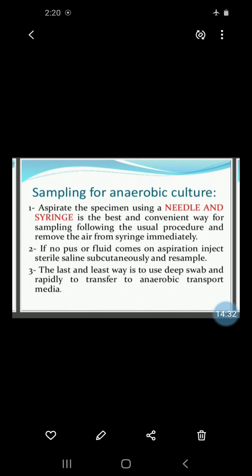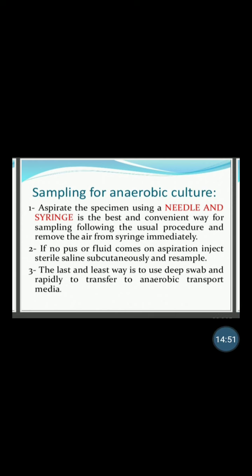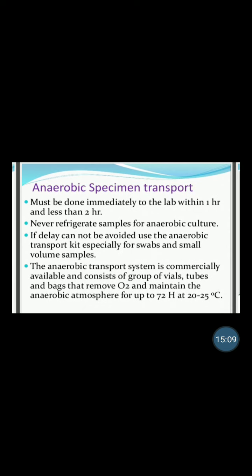Then sampling for anaerobic culture. First, aspirating the specimen using a needle and syringe is the best and most convenient way for sampling. The usual procedure is: remove the air from the syringe immediately. If no pus or fluid comes on aspiration, inject sterile saline subcutaneously and resample. Then the last and least preferred way is to use a deep swab and rapidly transfer it to the anaerobic transport media.